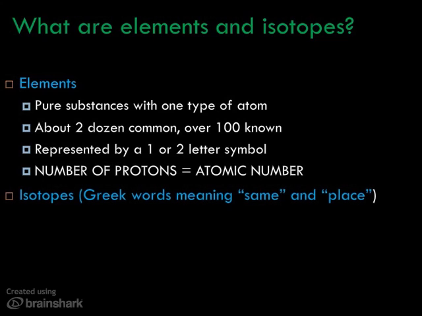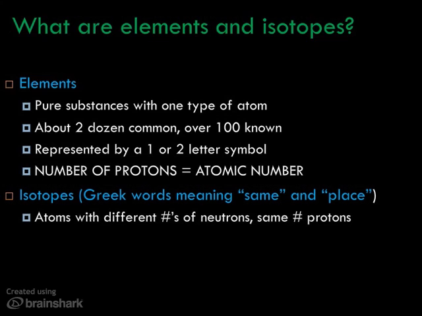Now, another type of variation of element that we're going to talk about is isotopes. Isotopes come from the Greek word meaning same and place. So isotopes are different numbers of neutrons, but the same number of protons. So it's a variation of an element. Remember, protons always stay the same, but they can have different numbers of neutrons.